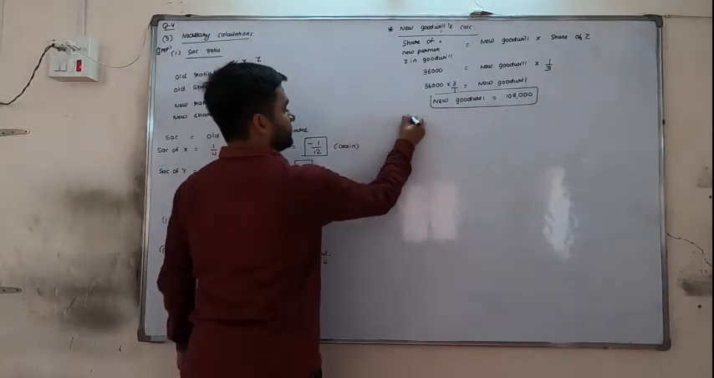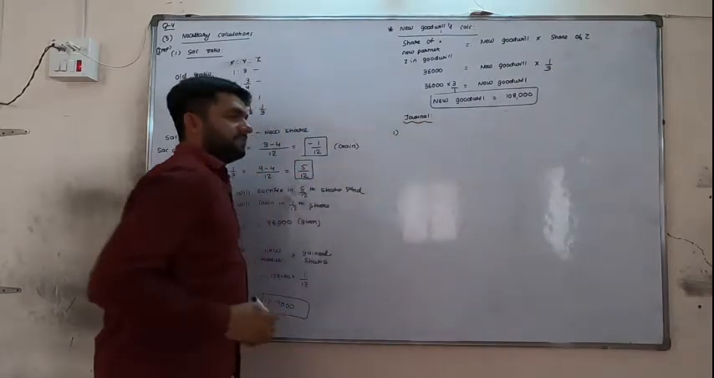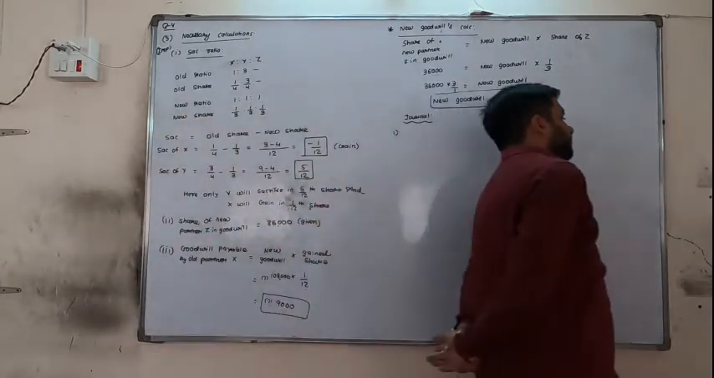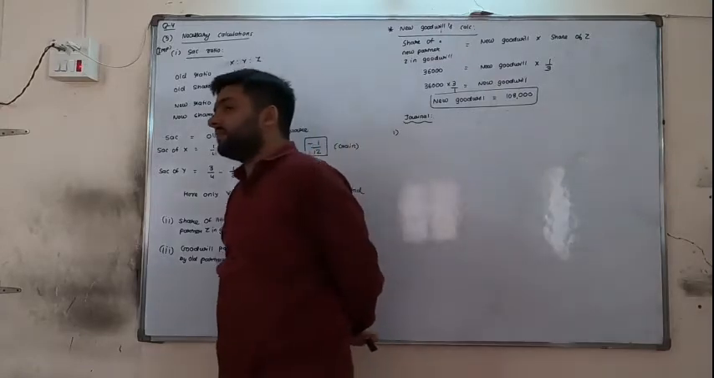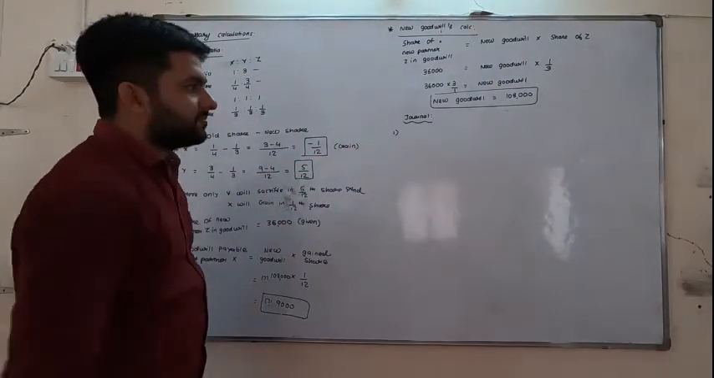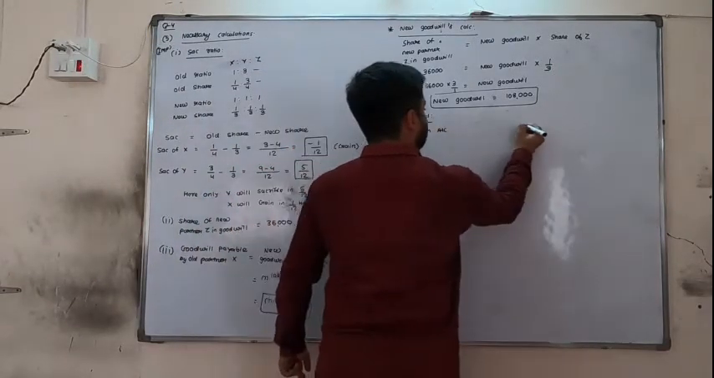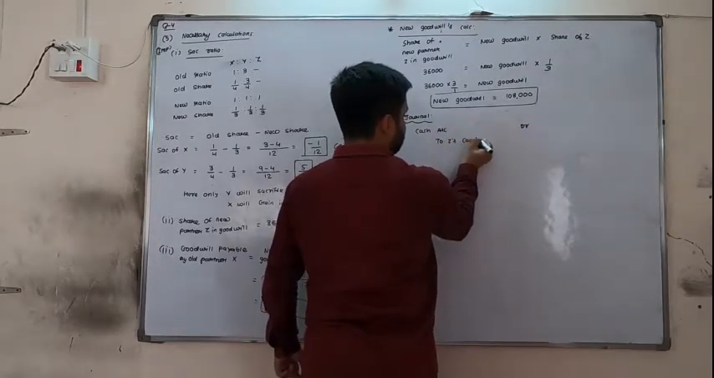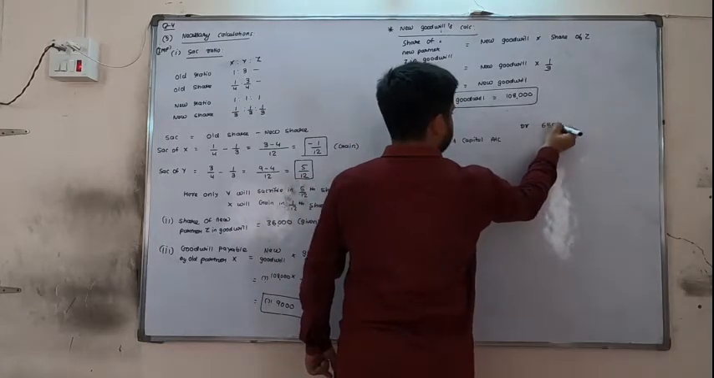Now we are writing the journal. For the first entry, old goodwill is to be written off. Anywhere in the sum, old goodwill is not mentioned. So the first entry for writing off old goodwill is not required. The second entry is regarding bringing the capital in cash. So he is bringing the capital in cash. So the entry would be written: Cash Account debit to Z's Capital Account. Amount 65,000.